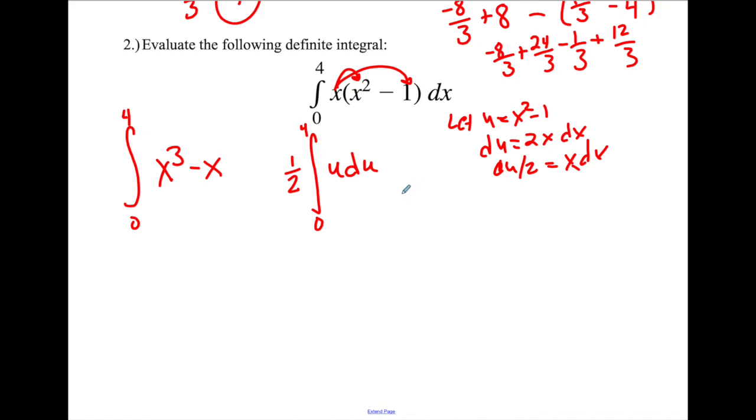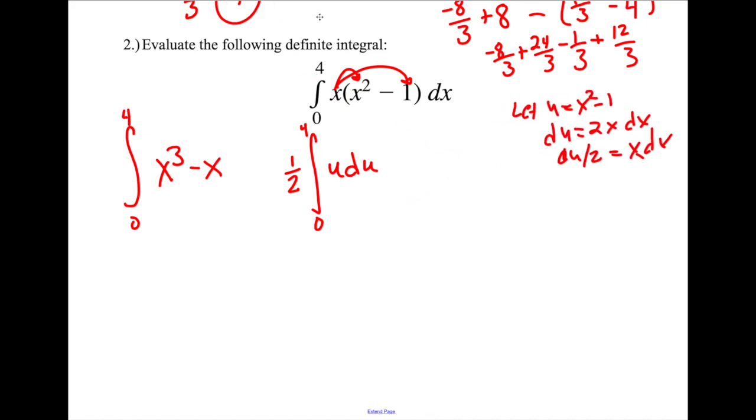Okay, and then you could go from there. You could integrate it there, right? Just using the u substitution. Okay, or you could even do it another way. Method 3, you could do the same u substitution, but then you could plug in 4.